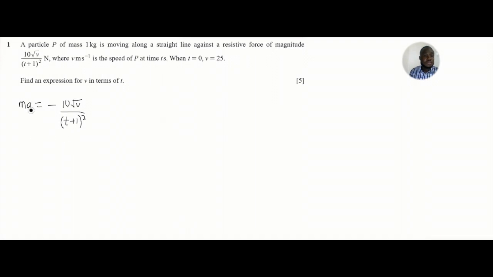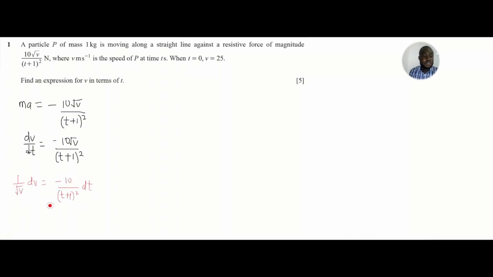Now the acceleration we are going to rewrite as the rate of change of velocity with time. And since the mass of this body is just 1, I'm going to go ahead and write the acceleration on the left hand side as this. This equation as we have it is a separable differential equation. So we're going to go ahead and separate the variables and proceed with the solution.